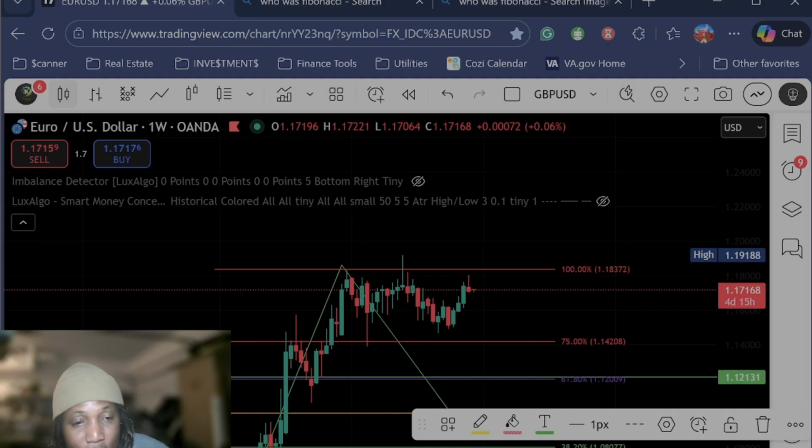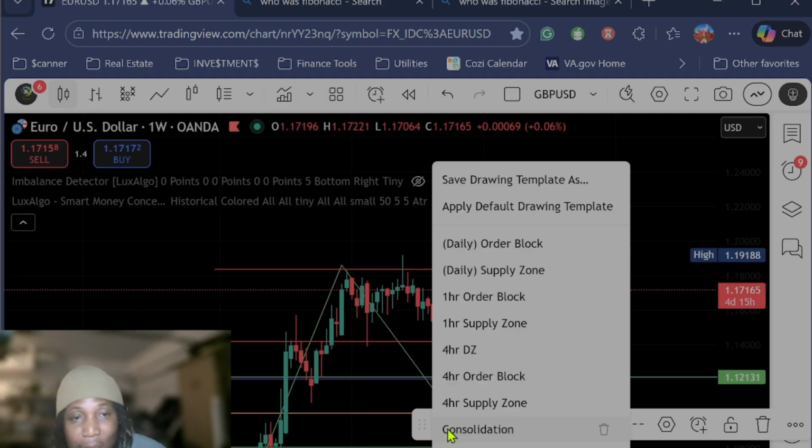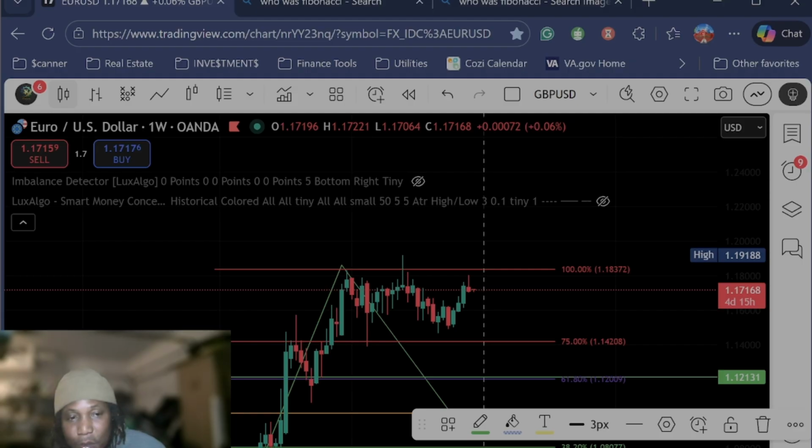So I use this rectangle tool right here, and I have some pre-settings already laid out. So all I have to do is go up to this little box right here and hit templates. Like I said, I have some pre-templates saved. So I said this is demand zone, so I'm looking for demand zone. I already saved it. You could go up here to the top and save your drawing templates. These are all my drawing templates that I saved. So now I'm going to click demand zone.